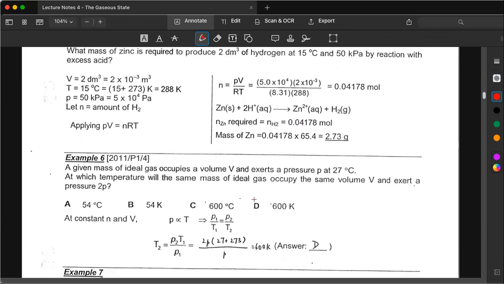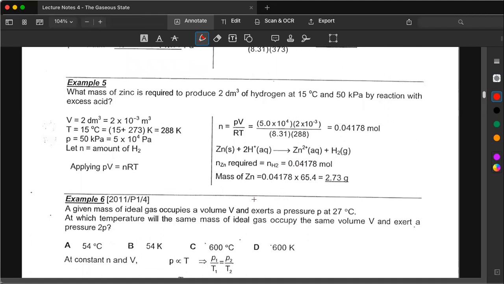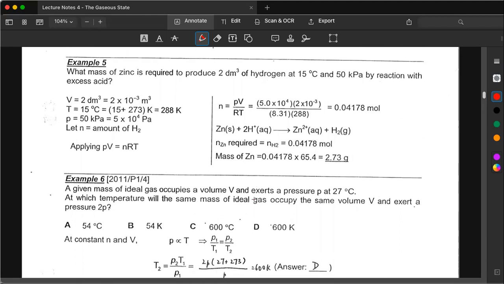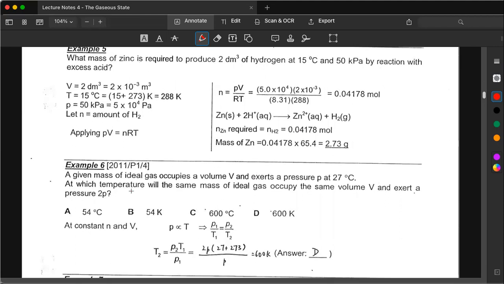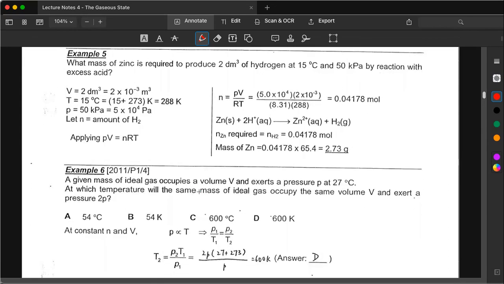Now let's look at a partial question. You can try this question in your own time before we check the answer. In this question, you are given a mass of ideal gas which occupies a volume V and exerts a pressure P at 27 degrees Celsius. At which temperature will the same mass of ideal gas occupy the same volume and exert a different pressure?